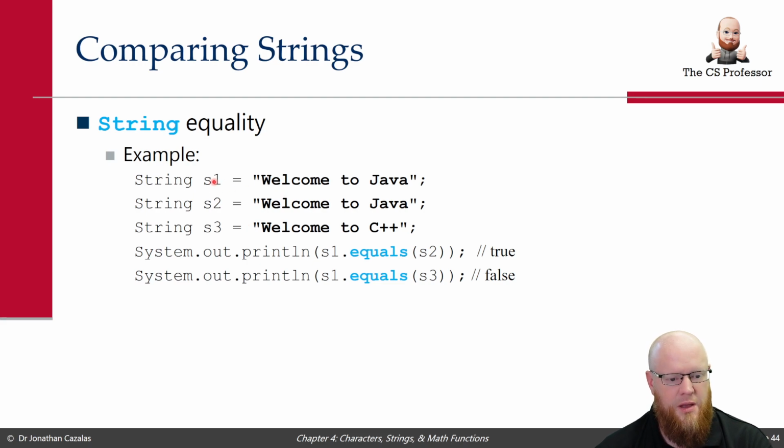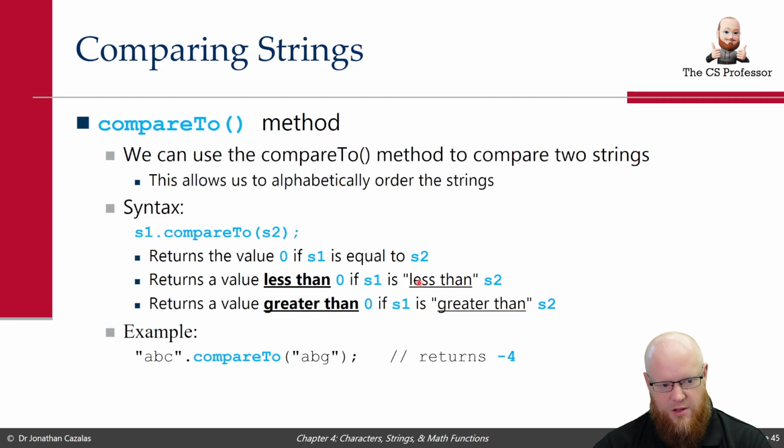Here's some examples. String S1 equals welcome to Java, S2 is welcome to Java, S3 is welcome to C++. If I do S1 dot equals S2, that'll be true. S1 dot equals S3 will be false.